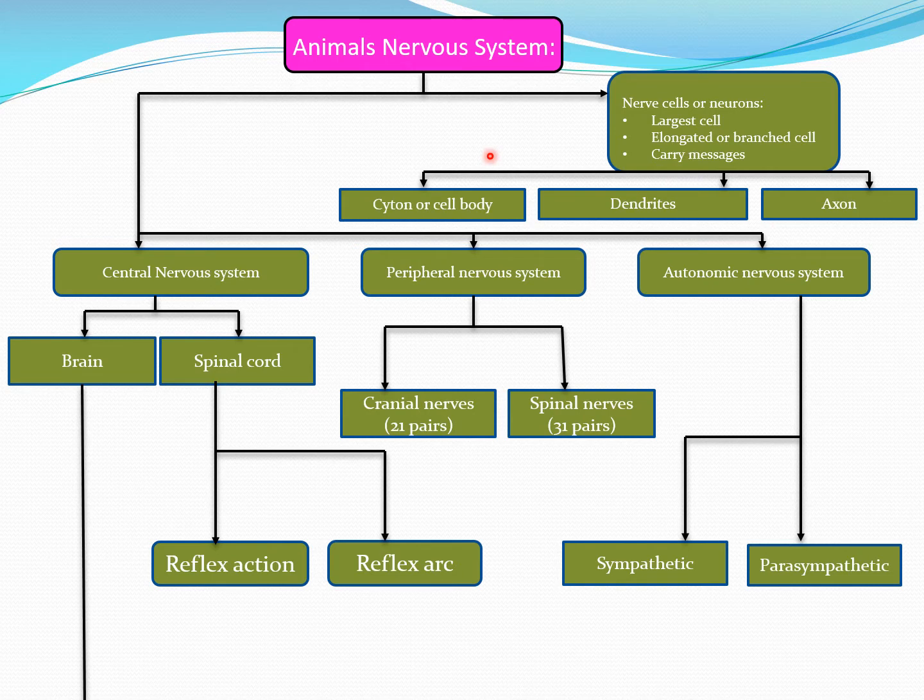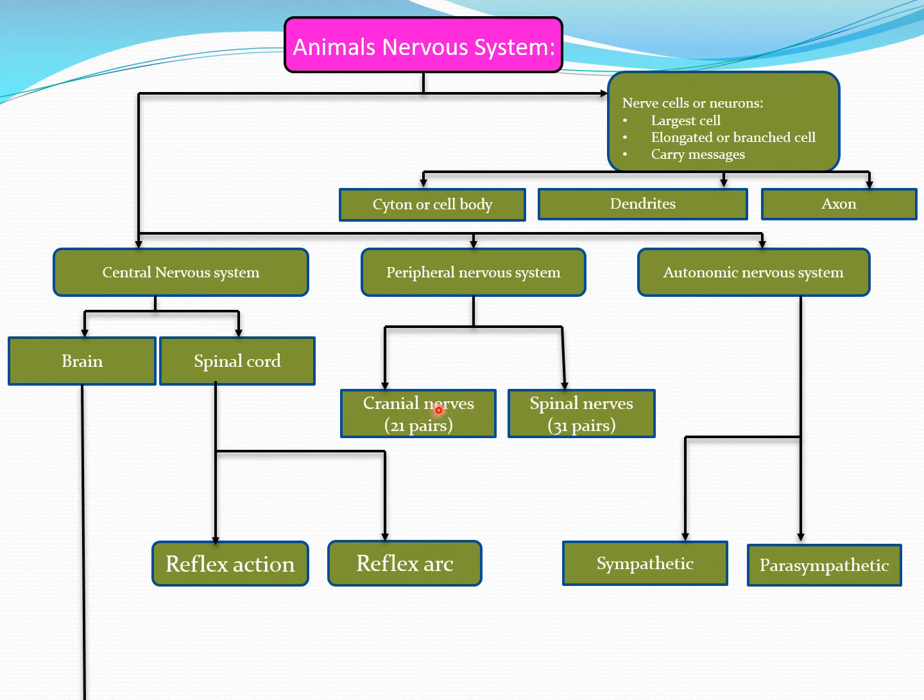Then actually this nervous system is divided into three parts: CNS, that is central nervous system; peripheral nervous system, that is PNS; autonomic nervous system, that is ANS. CNS, central nervous system, includes brain and spinal cord. Peripheral nervous system includes cranial nerves and spinal nerves.